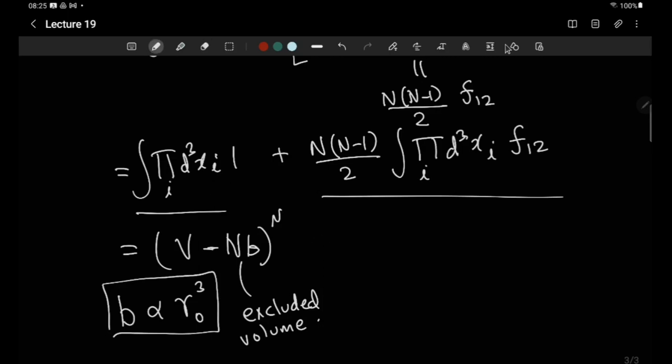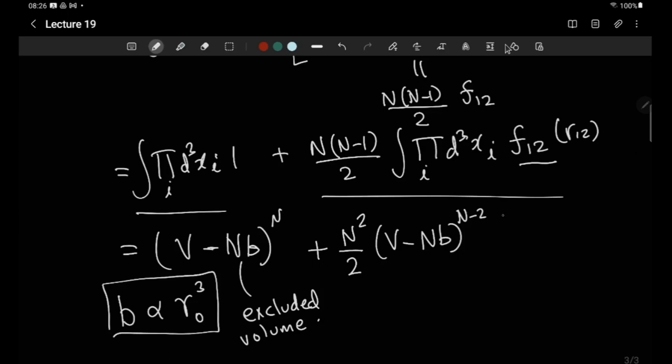Now we have to do the next integral, but now f12 is only a function of R12. So we can just go ahead. Let me assume large n, and I'll write n square by 2, so we can do n minus 2 integrations, and they will also give V minus nb over n minus 2. Then we are left with d cubed x1, d cubed x2, f12, which is only a function of R12.